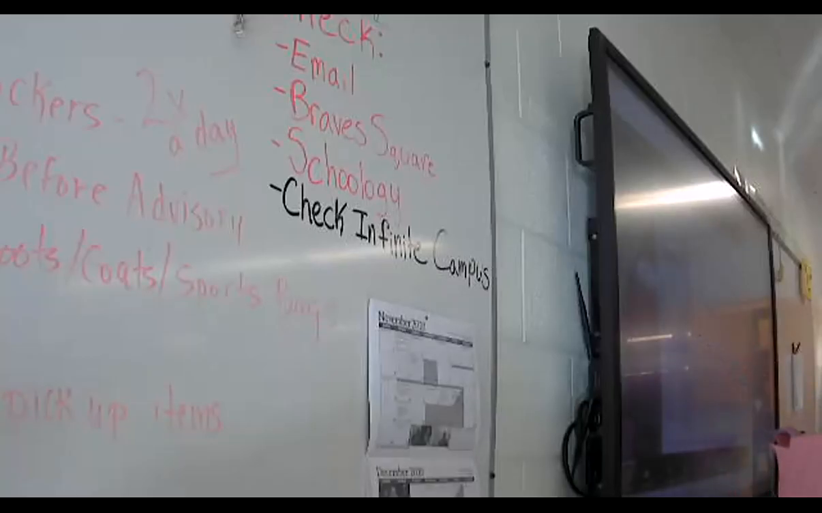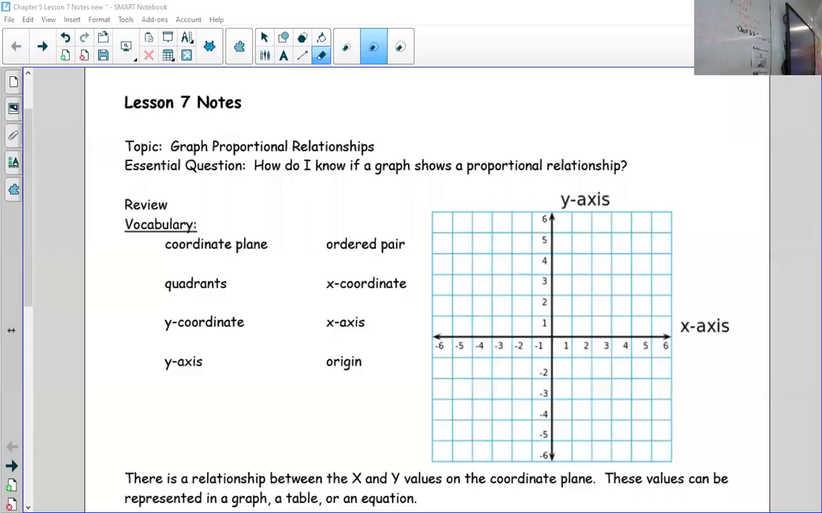Okay, guys, today we are in our pink packets for chapter 5 for ratios and proportions, and we are working on lesson 7 notes. That's on page 16. So our topic is we're going to talk about how to graph proportional relationships. And by the end of this lesson, hopefully you guys will be able to tell if a relationship is proportional just by looking at the graph.